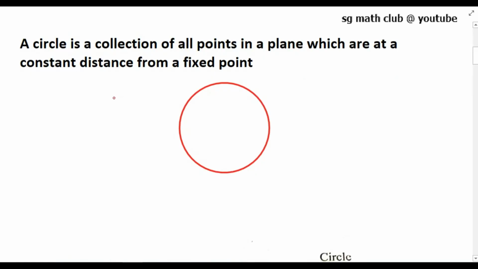So, the path traced by the tip of the second hand is called a circle. So, how will you define a circle? A circle is a collection of all points in a plane which are at a constant distance from a fixed point.